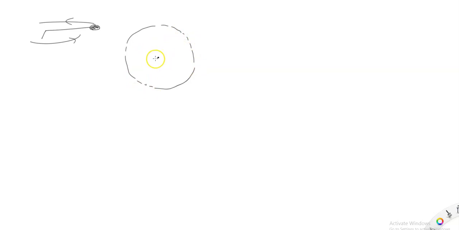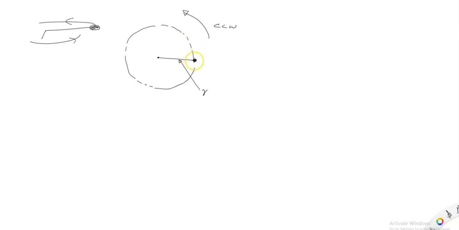This is the center of the circle. This distance, we call it the radius, r, radius of the circle. Now here's the tennis ball. You're looking at it from the top, right? And it's going this way. This is the direction, so what do you call it? Counterclockwise, CCW. You're going counterclockwise.